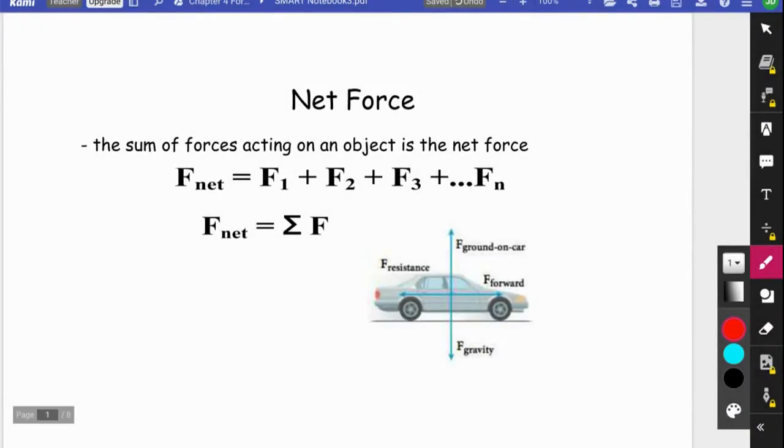Hi everybody, welcome to physics. It's Mr. Duffy, and today's lesson is going to be about static equilibrium. To do that, we're going to start off by talking about net force, finding net force.